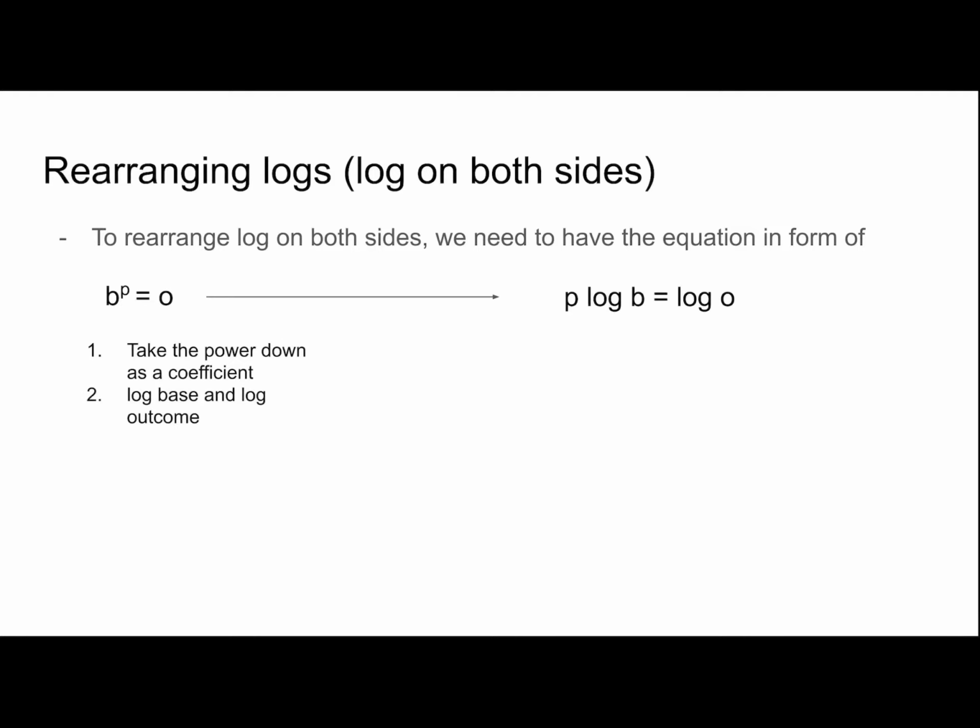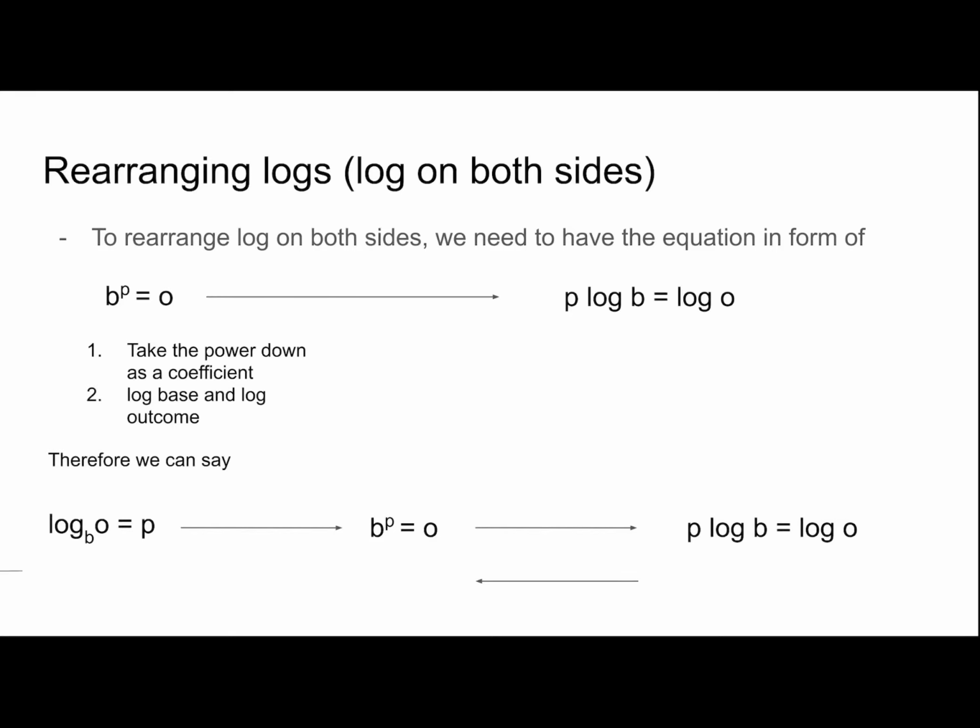Therefore, we can say log base B of O equals to P. So that goes to base to the power equals to O, and therefore we can rewrite this as P log B equals to log O. And we can go the opposite way as well. Okay, so we can go from the form log base B of O equals to P, to base to power equals to outcome, and we could go to P log B equals to log O, and we could go vice versa. So it's both ways.